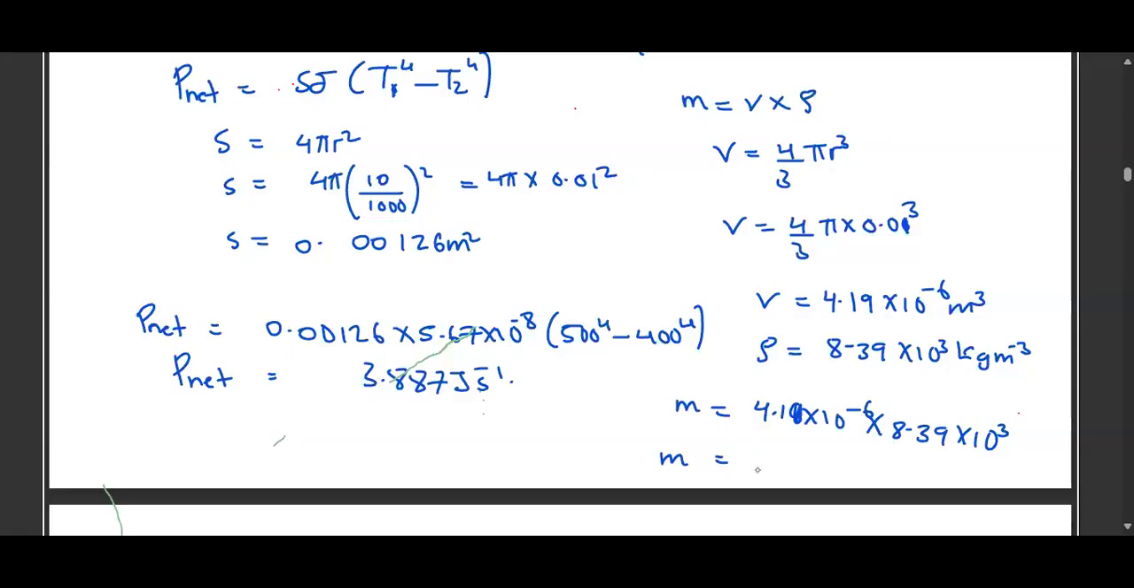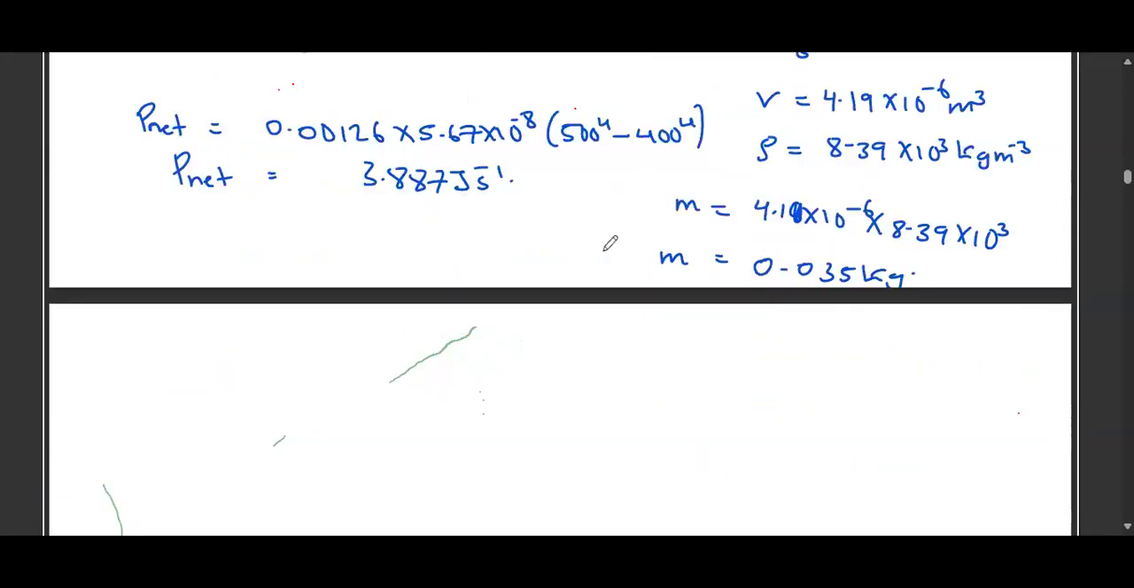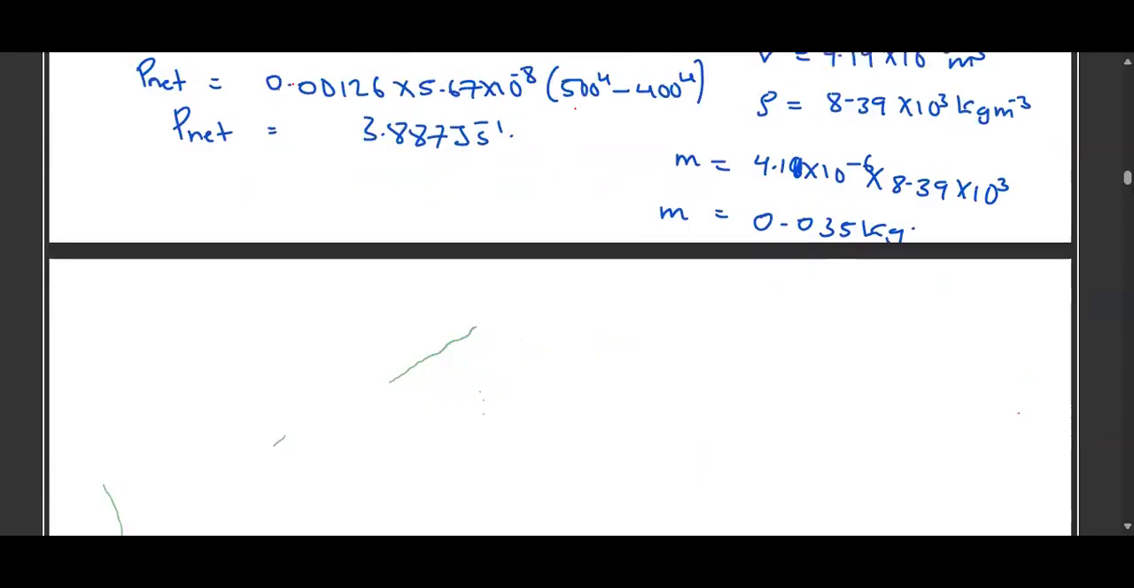So the mass I'm getting is 0.035 kilograms. That is the mass of the copper sphere. So I come and equate these two: what is lost here is going to be equivalent to what is absorbed.